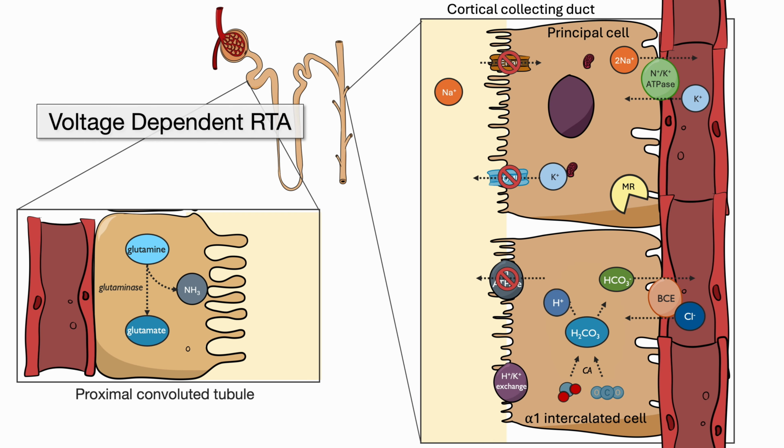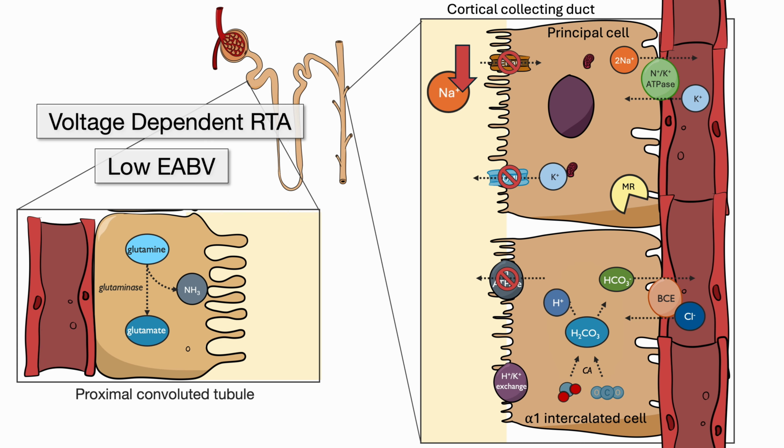The most common cause of this RTA is reduced delivery of sodium to the cortical collecting duct in the setting of low effective arterial blood volume. Recall, low effective arterial blood volume results in upregulated proximal sodium reabsorption, resulting in low sodium concentrations in the distal nephron.